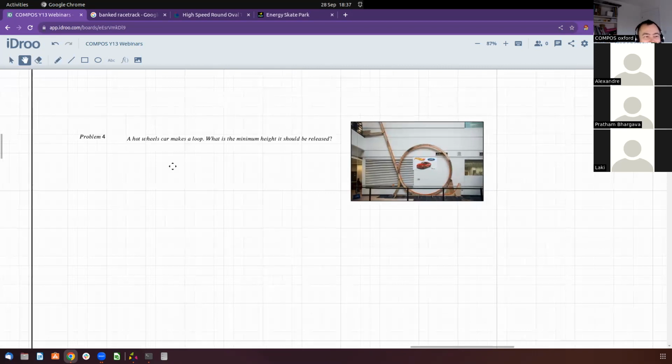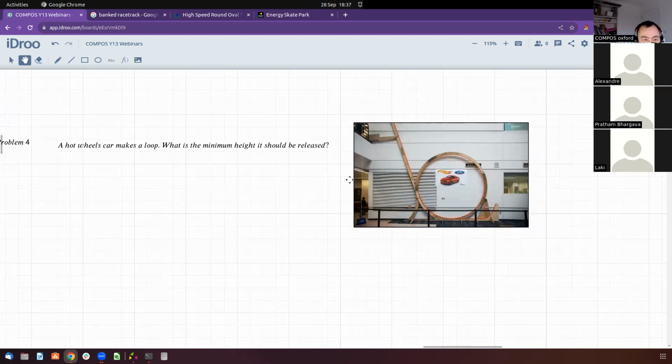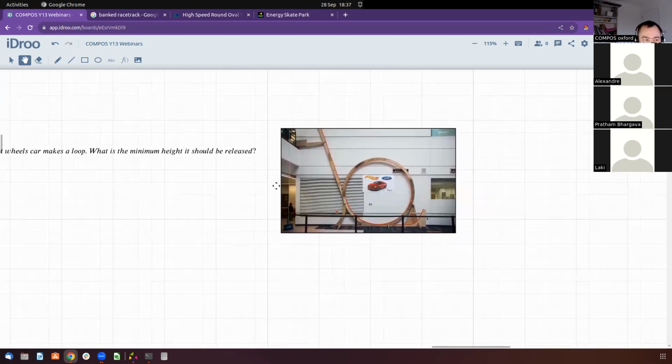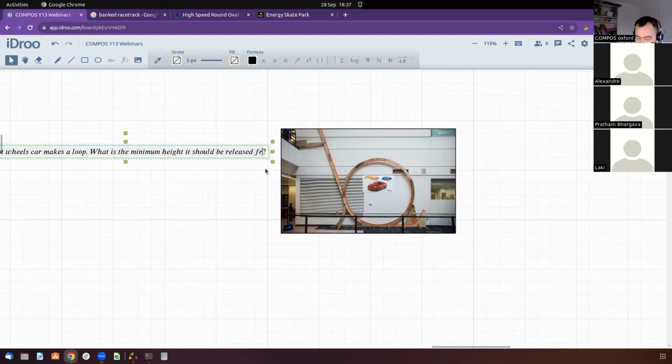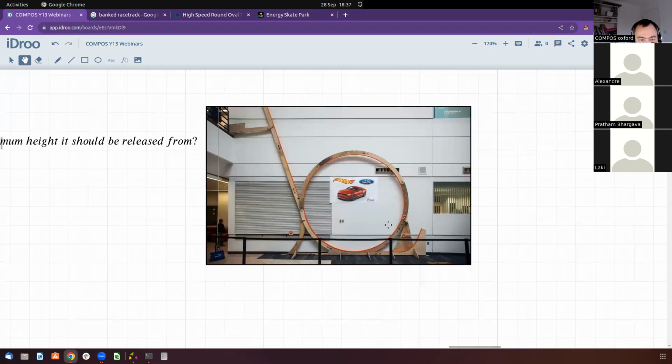A Hot Wheels car makes a loop. What is the minimum height it should be released from? This is, by the way, the biggest Hot Wheels slide in the world, and you can see a human for scale, not the biggest human in the world, but a human, and you can see that it is quite big.